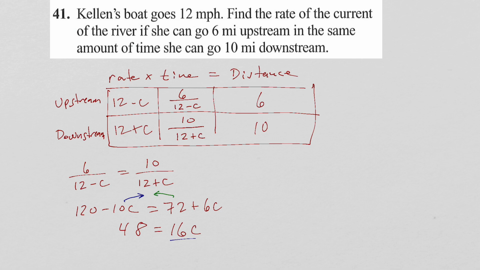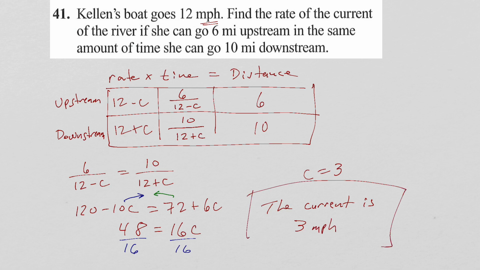Finally, we're going to solve for c by dividing each side by 16, and we're going to get c is equal to 48 divided by 16, which is 3. So this is in miles per hour. So the current is 3 miles per hour. And that's it.